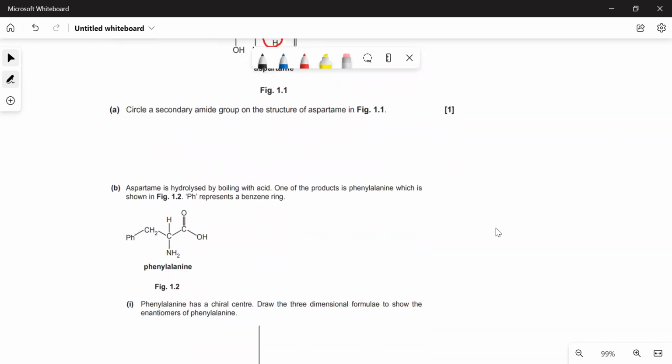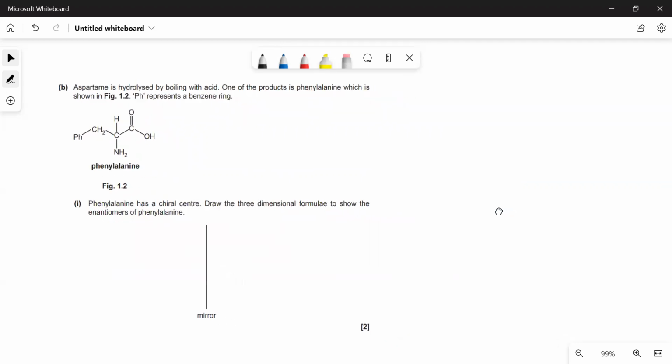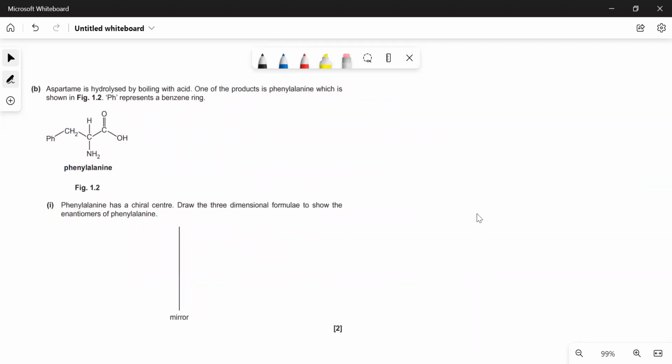Okay, aspartame is hydrolyzed by boiling with acid. One of the products is phenylalanine, which is shown in figure 1.2. Okay, so there's phenylalanine. Phenylalanine has a chiral center. Draw the three-dimensional formula to show the enantiomers of phenylalanine. I'll do it over here on the right.